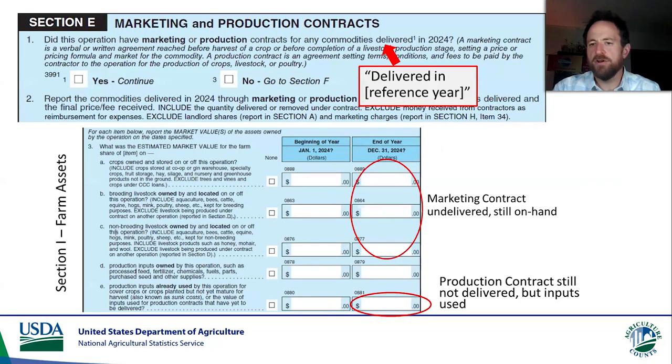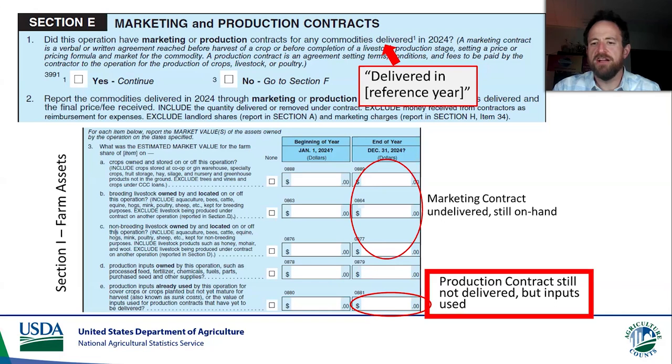To belong in the marketing and production contract section, the contract must have been delivered in the reference year. In most cases, delivered means physically removed from the operation, but delivered also includes when partial payment was received, even if the contractor has not yet taken delivery. For marketing contracts, if the commodity hasn't been delivered yet by the end of the year, then it should be excluded from here in the marketing and production contracts section and instead recorded under farm assets in that section of the questionnaire.